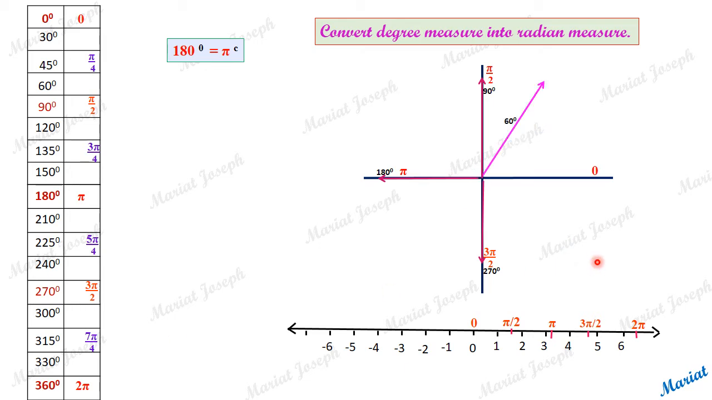Next is another angle, that is 60 degrees. 60 is 1/3 of 180. 180 divided by 3 is 60. So 180 degrees, 1/3 is 60 degrees. Pi radians, 1/3 will be the radian measure here, pi by 3. So 60 degrees is equivalent to pi by 3 radians.